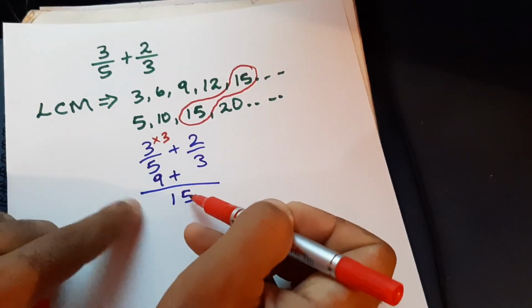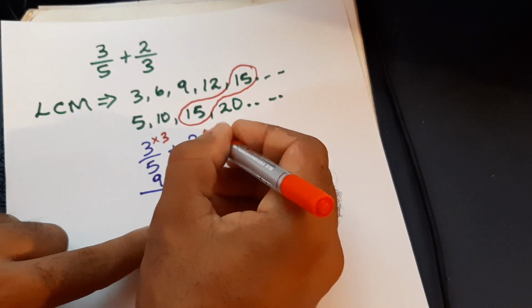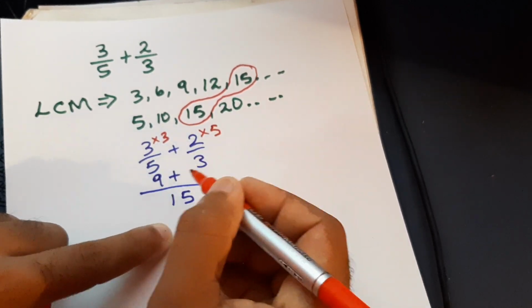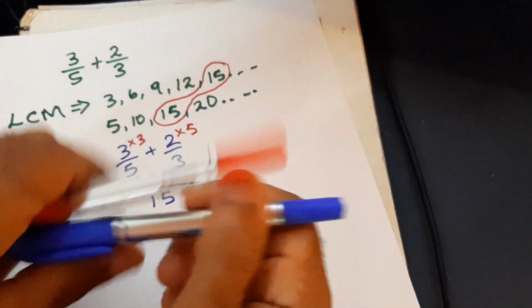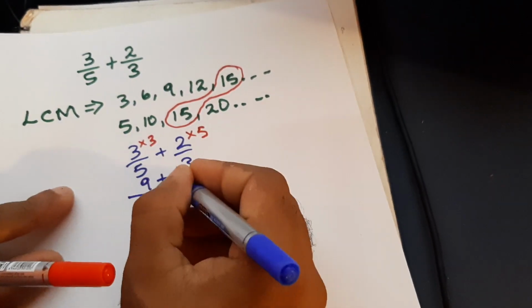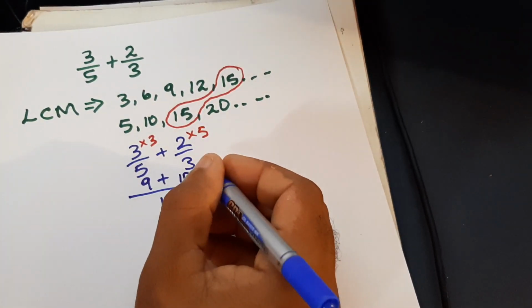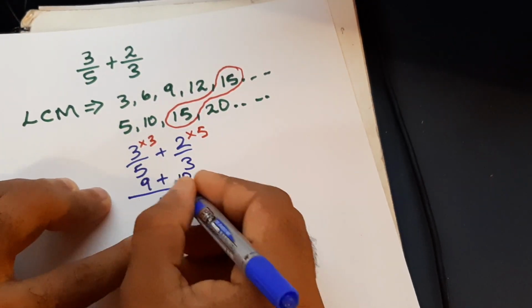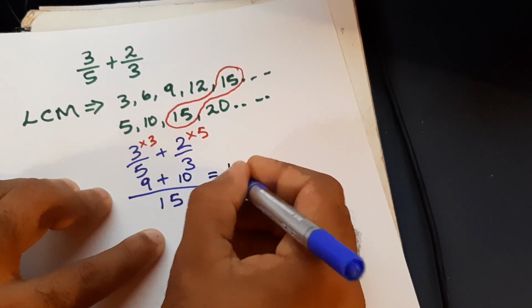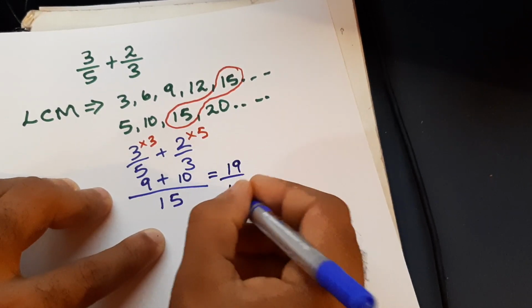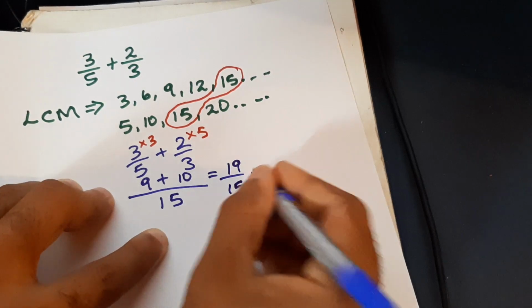3 into 15 goes 5. I'm going to multiply the numerator by 5. So we know that 2 times 5 is 10. So our answer is 9 plus 10. That's going to give us 19 over 15.